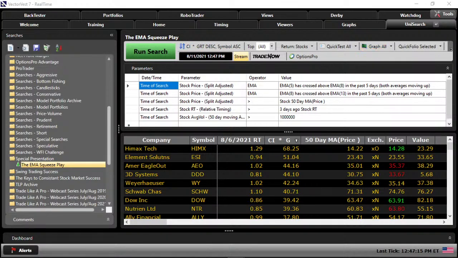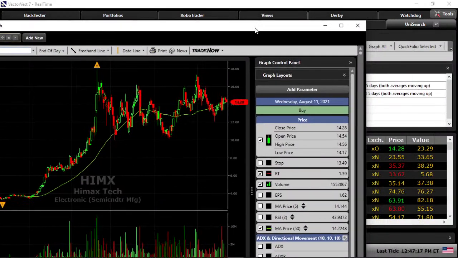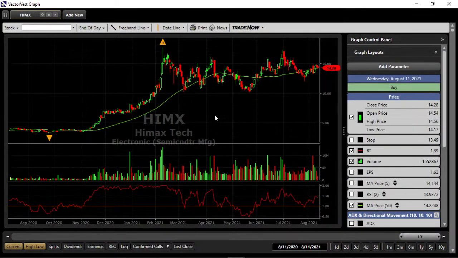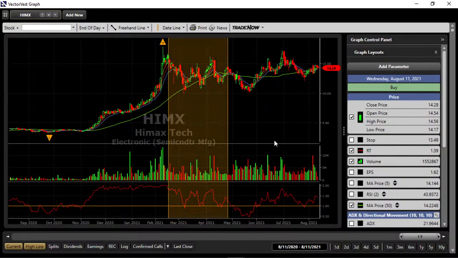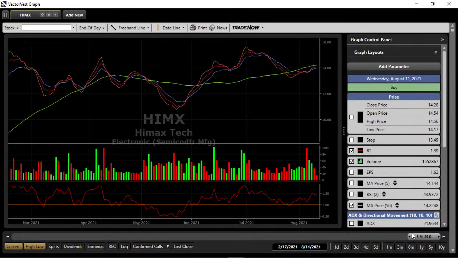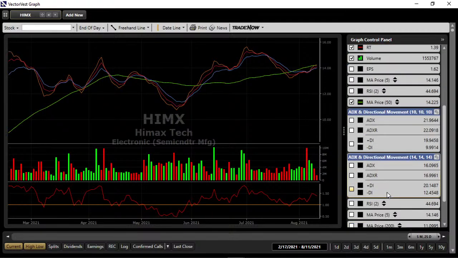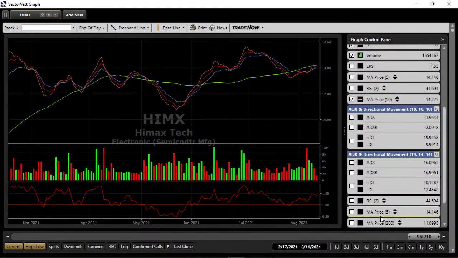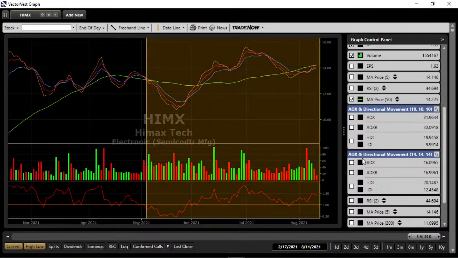Let's graph them. Okay? And I'm going to apply my EMA Squeeze layout. So let's just look at the hard right edge here. I'm going to take off price. 5-day EMA, no, I'll keep the color. 5-day EMA is the brown line, or the orange line. The red line is the 8-day EMA, and the blue line is the 13-day EMA, and the green line is the 50-day moving average.